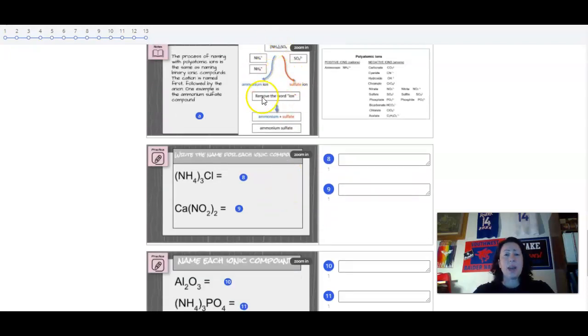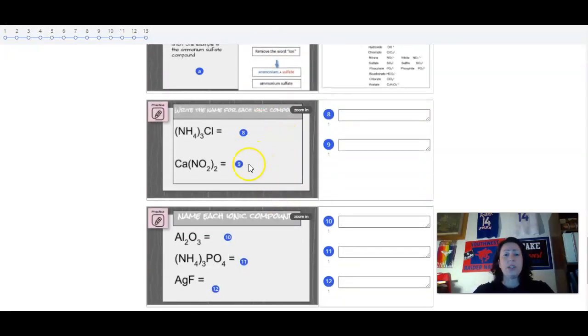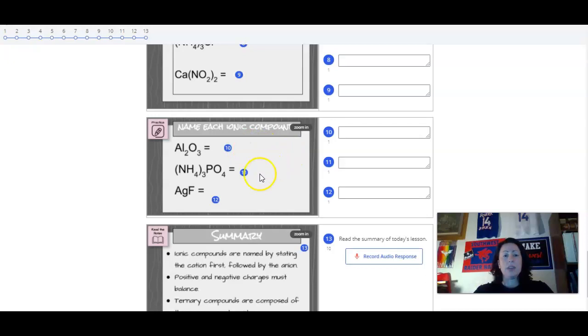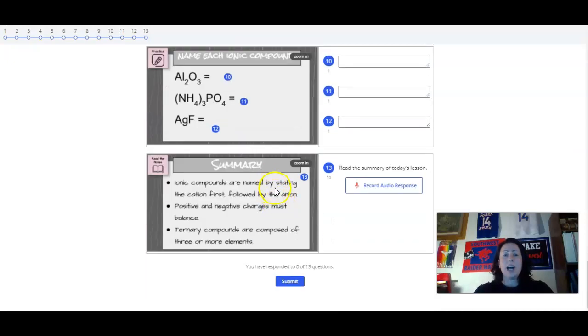All right, so after that example, you're going to tell me the names of these two ionic compounds that have polyatomic ions in them. And then here you're going to write these formulas as well. Some are polyatomic, some are not. And then at the end, I need to hear you reading this summary. I want to hear in your own voice that you're processing this information. And then you can click submit.